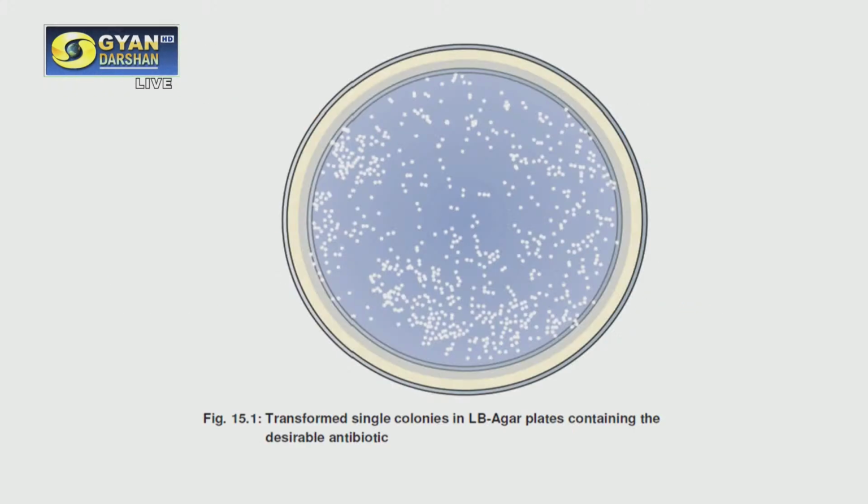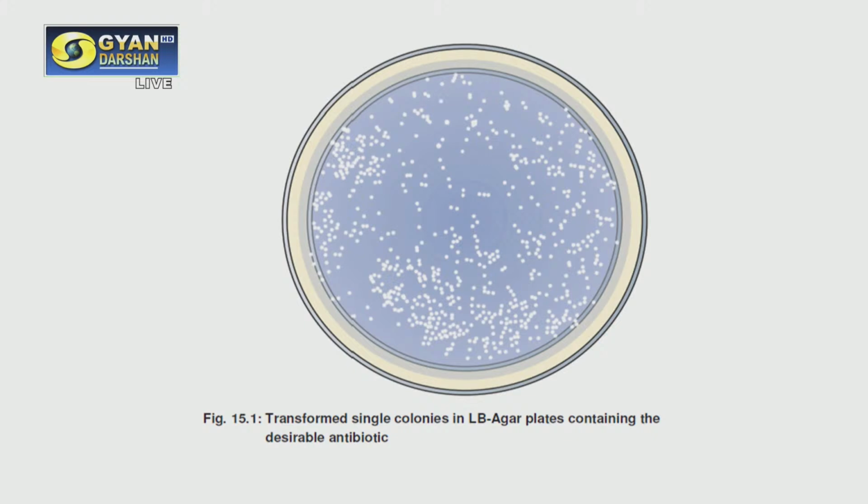And finally, when you see your LB agar plate, Luria-Bertani agar plate, you will be able to find colonies like this. But if your plate does not contain any colony, that means somewhere the transformation was not properly done.